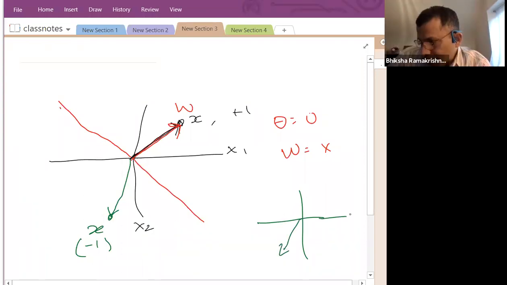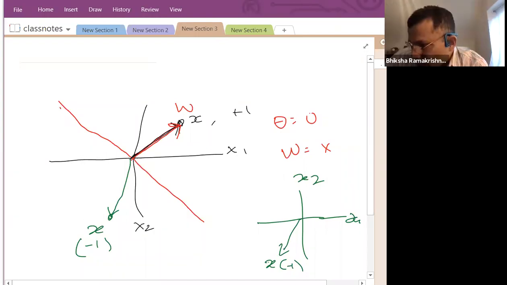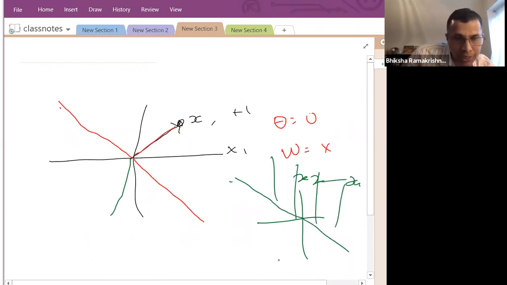So this is x1, this is x2. This is a new plot. I've given you a new x which belongs to the class -1. What is the ideal weight? You want it to be in the opposite direction of the green. You actually want this to be the weight, the exact opposite. That way, this side is the positive class, and this is most strongly guaranteed.